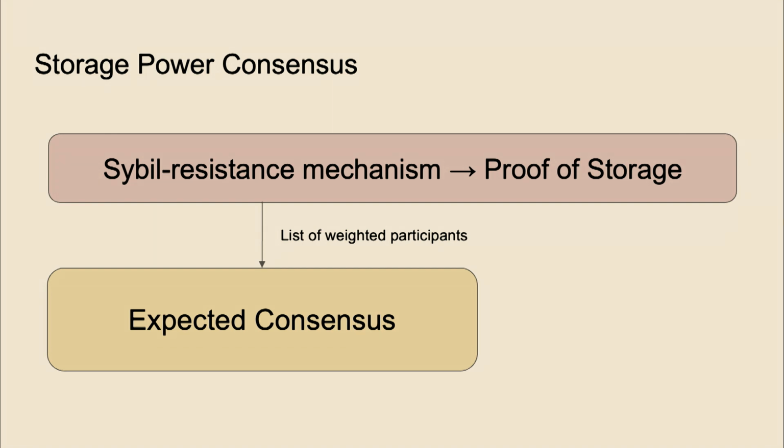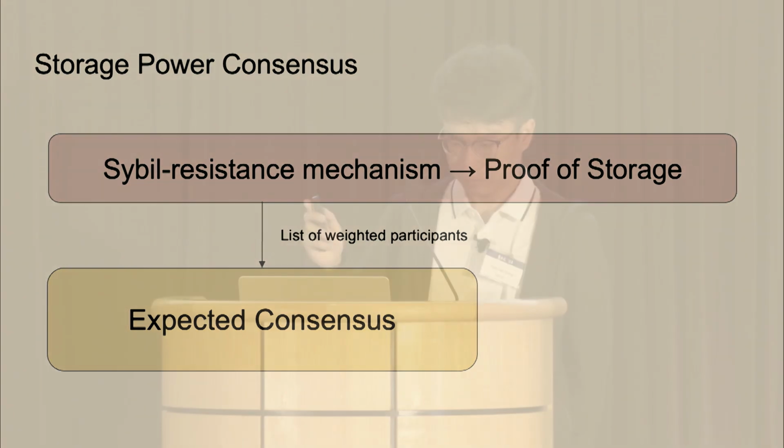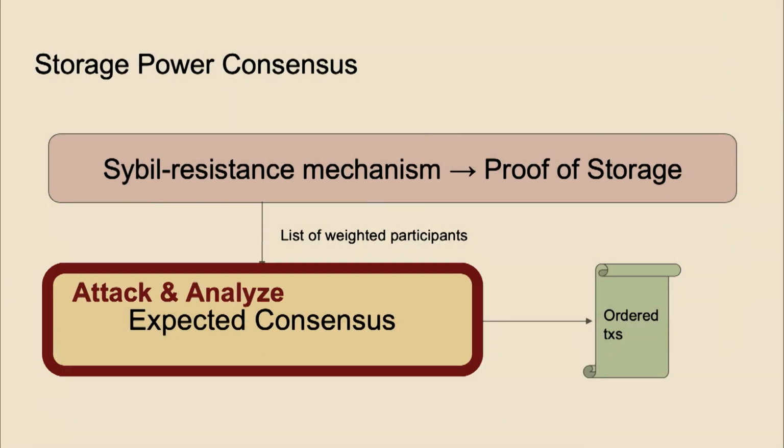EC can be run by any set of weighted participants. And the consensus will output an ordered list of transactions, or a totally ordered ledger. So the focus of this talk is to attack and analyze this consensus protocol, expected consensus.